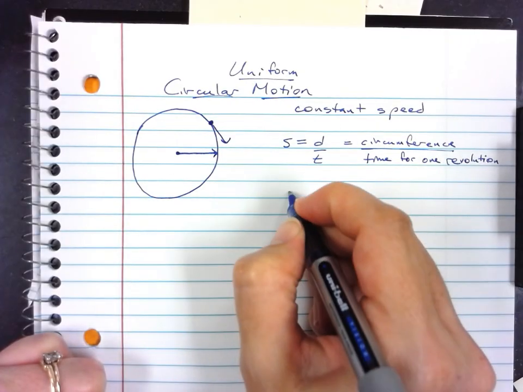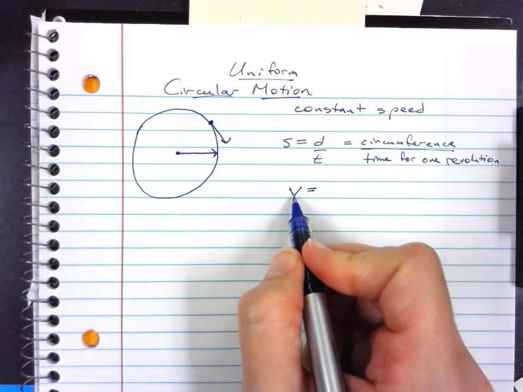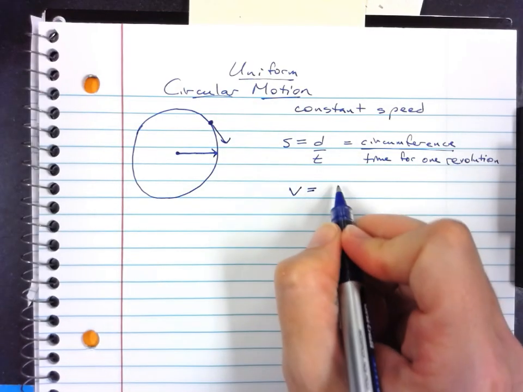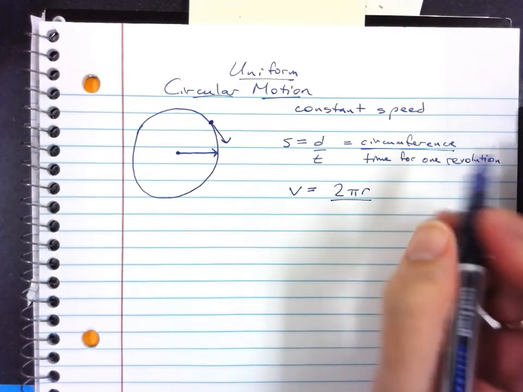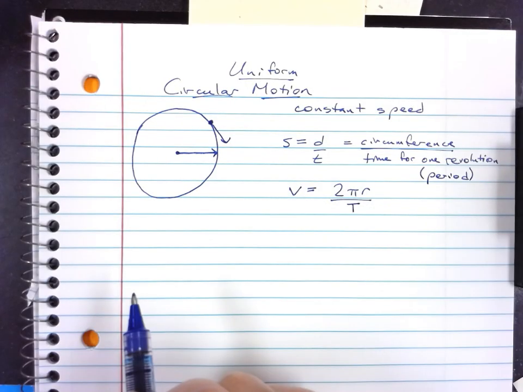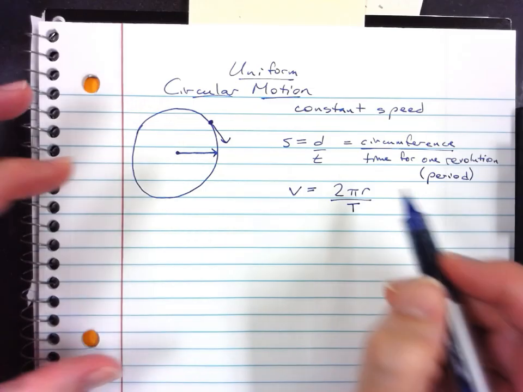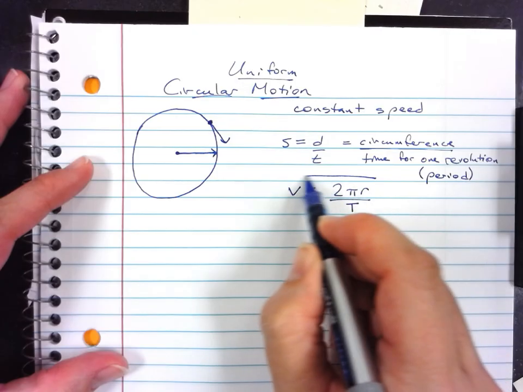So this is usually written, yes, we use v, even though we're talking about speed, because we're talking about the magnitude of the velocity. How fast are you moving? So the circumference is 2 pi r, not pi r squared, that's area. And the time for one revolution is called the period. And we indicate that that's a special time by making a capital T. So there's your speed equation for circular motion.